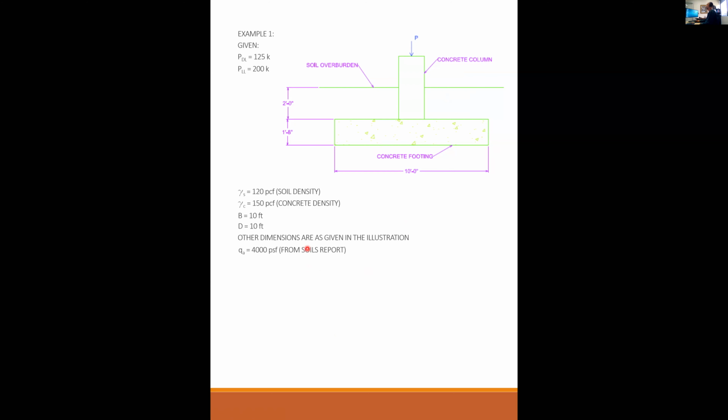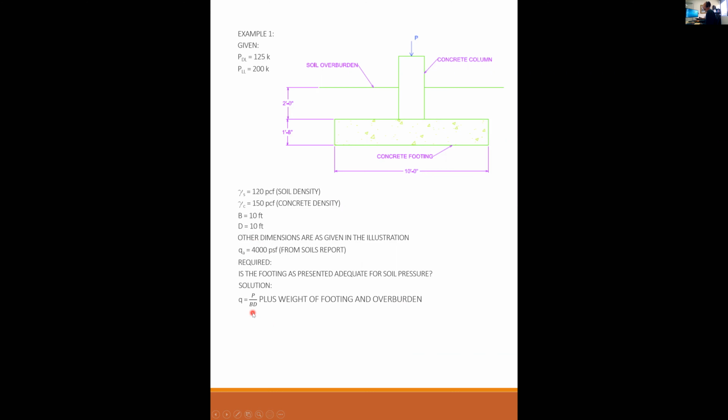If from a soils report we have a Q sub A, allowable soil pressure, of 4,000 PSF, then is the footing as presented adequate for soil pressure? That's what we want to know. Okay, so let's figure out what our actual soil pressure is. Our allowable is 4,000. What is our actual?